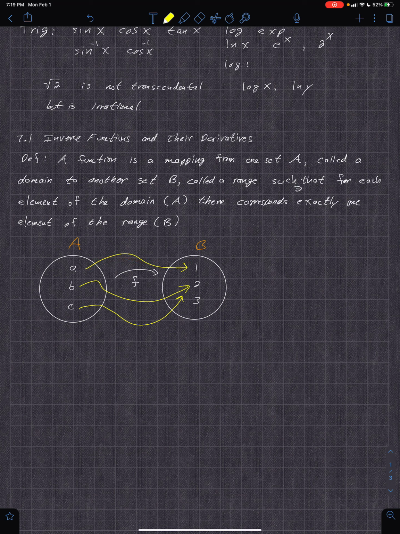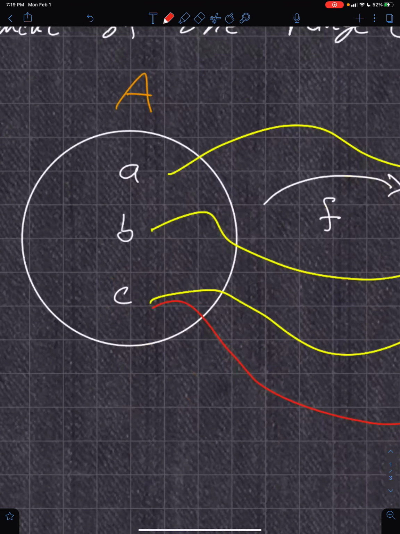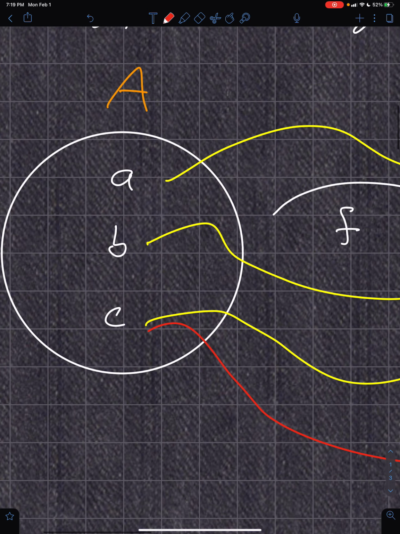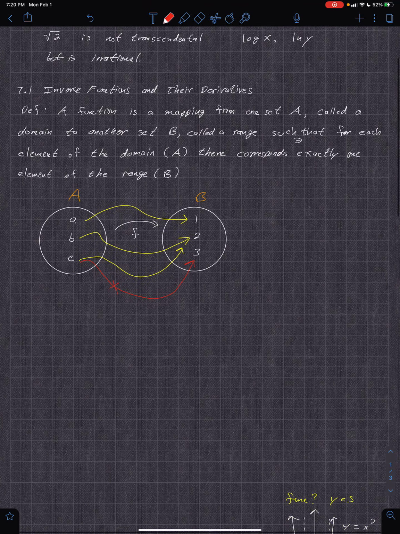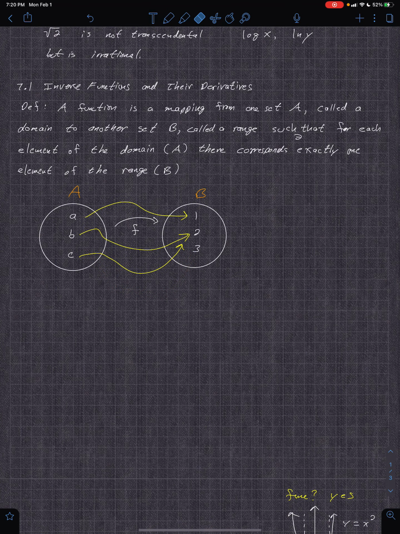What you can't have going on is it splitting off. You can't have C going to 3 as well. It's this part right here where you have two different cases, like it goes to here and goes to here. That you can't have. So C cannot correspond to two different things. Okay, so this is not a function, this case here. I'm not going to put that on there because it's not a function.